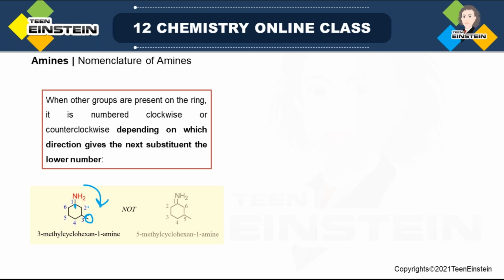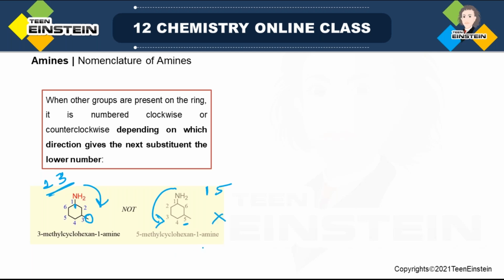So this is 1, but whether you will move clockwise or anti-clockwise, when you are moving clockwise, you are getting the position 3 for the methyl. So it is 1 and 3. But when you are moving anti-clockwise, now the position of methyl you are getting is 5. So it is 1 and 5. So obviously this will be preferred, not this one.